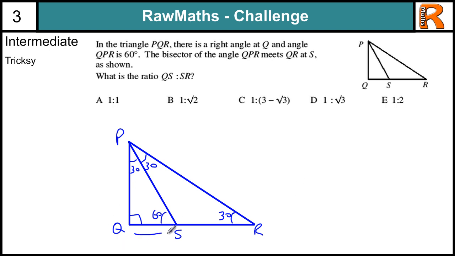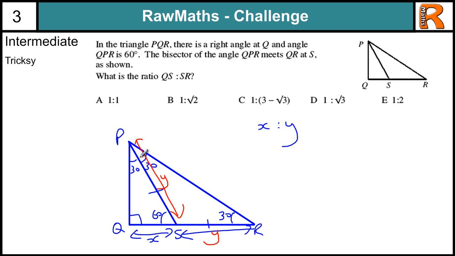Okay, and we're trying to work out the ratio of QS to SR. Now, it helps to know that because this is 30 and this is 30, this is isosceles. So this PS, let's just do that in a different colour, PS is also equal to SR. So if I call this Y, this is also Y. Now, I'm going to call this X. So we're looking at the ratio X to Y. What's the connection between those two?